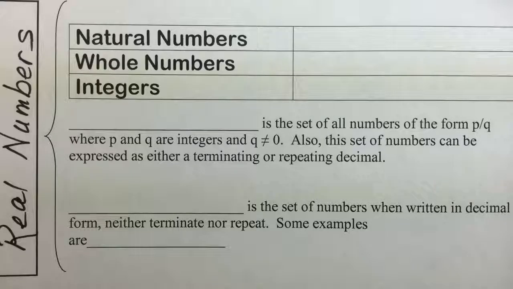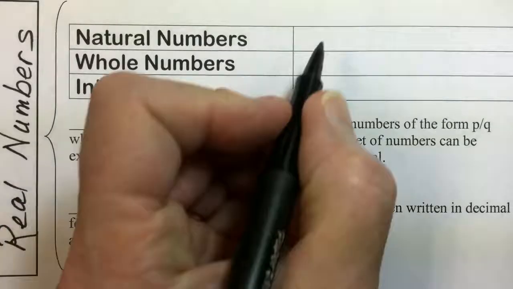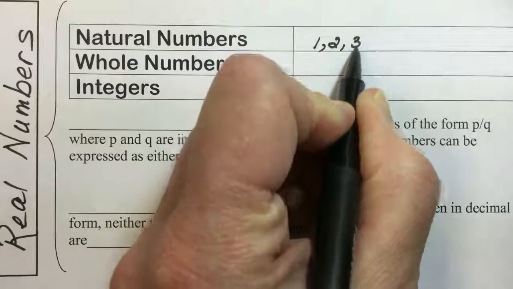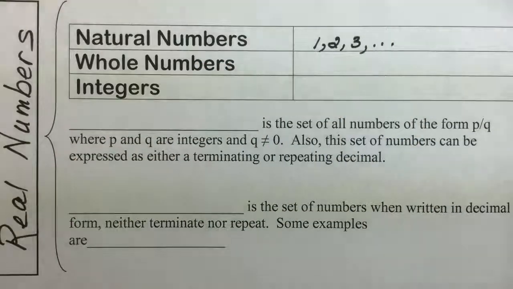Real numbers are all numbers corresponding to points on the number line. And we're going to look at specific types of numbers. When we're small, we're first introduced to natural numbers, which begin with 1, 2, 3, and continue infinitely.